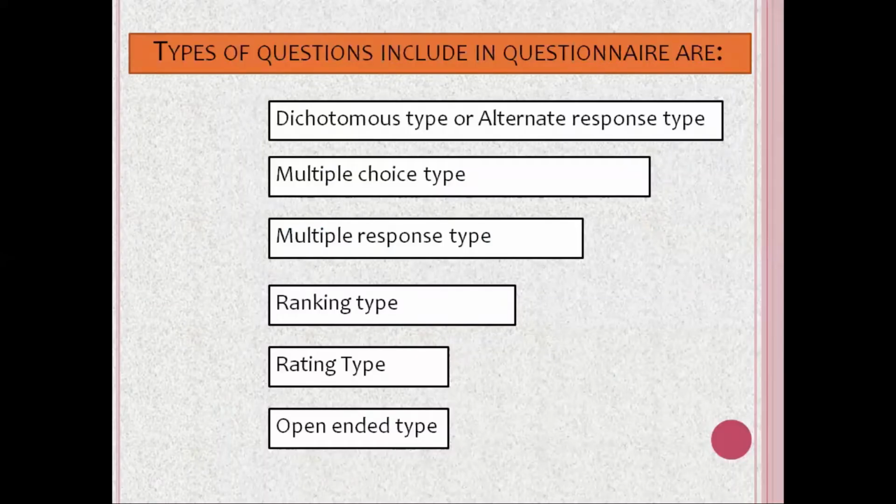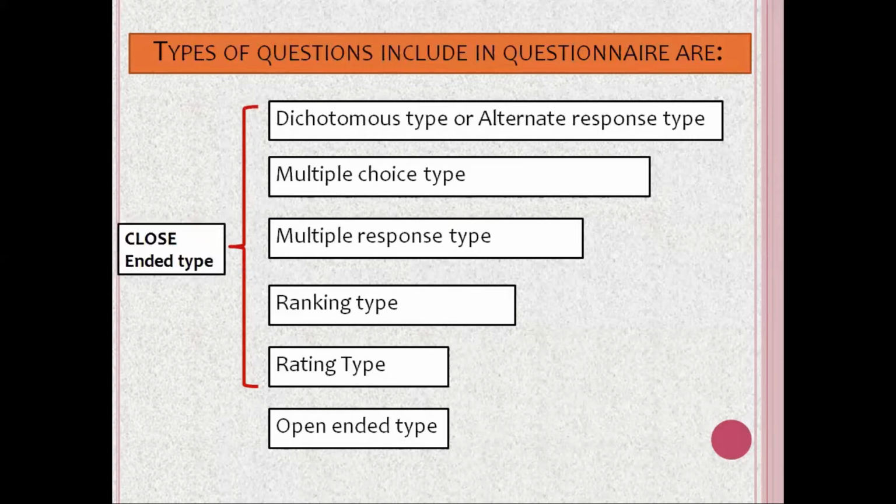The questions can be of the following types. It can be a dichotomous type or an alternative response type, or the questions can be a multiple choice type. A question can be a multiple response type. The questions can be a ranking type, or a rating type, or an open-ended type. Normally, we only know that these first five are commonly known as the closed-ended type of questions. Therefore, these are the different question types we incorporate in our questionnaires when we design them for our study purposes.